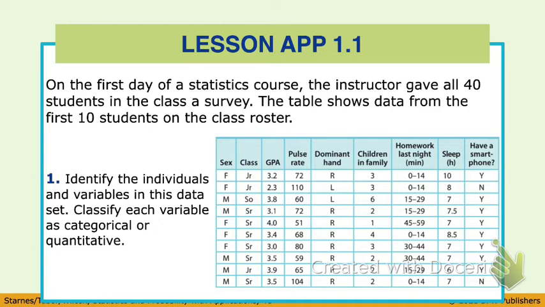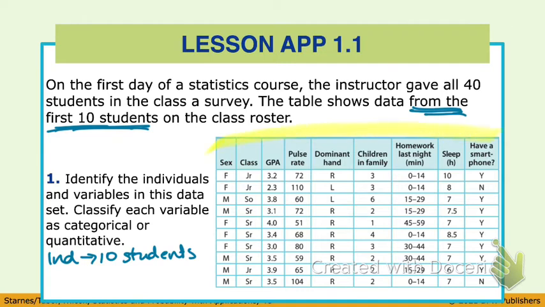All right, so our individuals, it tells us that this table shows data from the first 10 students. So the individuals are going to be the 10 students. That's who this data is about. The variables are basically everything that is shown up top here. Those are our variables. So sex, class, GPA, pulse rate, dominant hand, children in family, homework last night, sleep, and smartphone. And now we're going to categorize these as either categorical or quantitative.